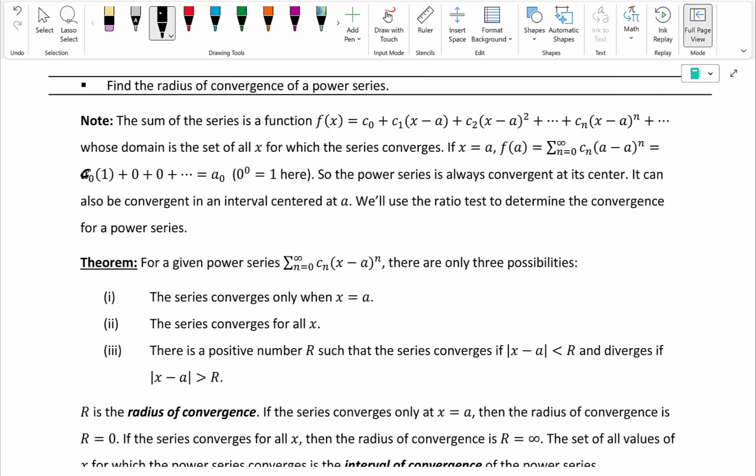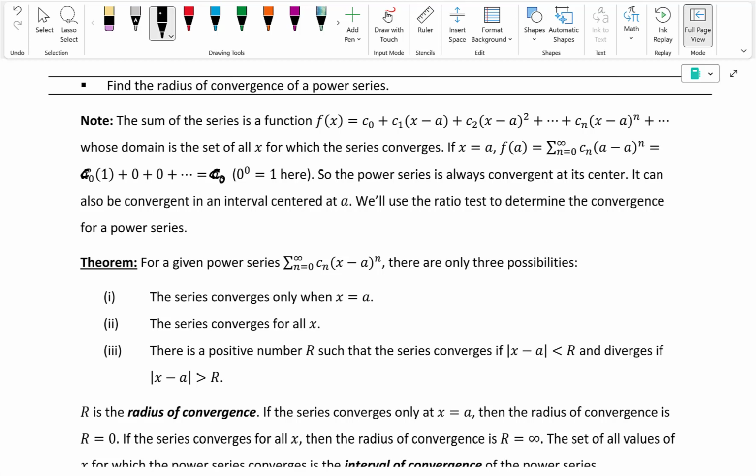Right, and so just c sub 0, everything else is going to go away. And 0 to the 0, they say, is 1 here. So we've got just that early coefficient, but we get a sum, right? We can evaluate it, everything else goes to 0. So the power series is always going to be convergent at its center. They can also be convergent in an interval centered at a, right? The a, again, being the center. And we're going to use the ratio test to determine the convergence for the series.